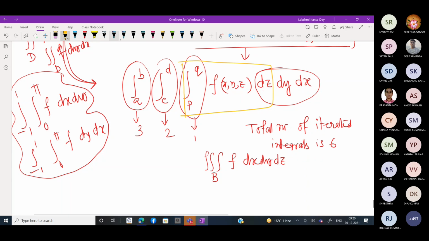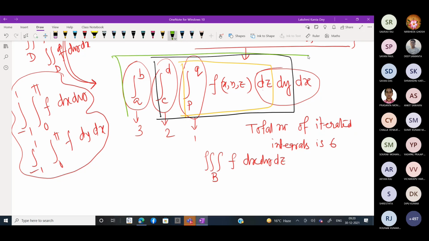Then we are in a position to integrate this with respect to y, keeping x constant, and we put the limit for y, that is c to d. Then ultimately we get a function of x. So at the end we integrate with respect to x. That is a function of x only, and we put the limit for x from a to b. Ultimately we are getting a constant, that is your volume. That is the ultimate triple integration. In this way we calculate it.